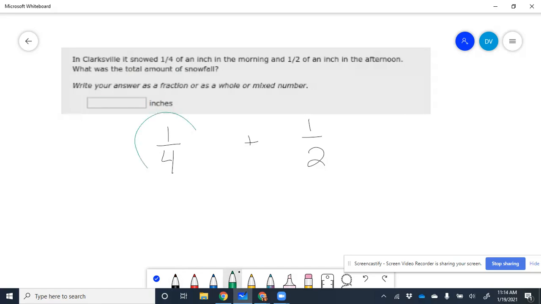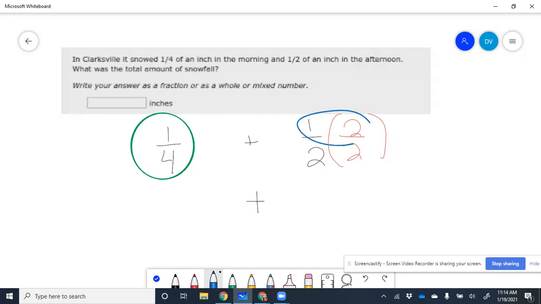This one is okay. But for the second fraction, we're going to multiply it by 2 over 2. Isn't 2 over 2 really equal to 1? Isn't 2 divided by 2 equal to 1? So, when we multiply by that red 2 over 2, it'll still be 1/2, but it will look the way we want it to look. The top will be 2, 1 times 2 is 2, and the denominator on the bottom will be 4. Okay? The other fraction will still be 1/4.